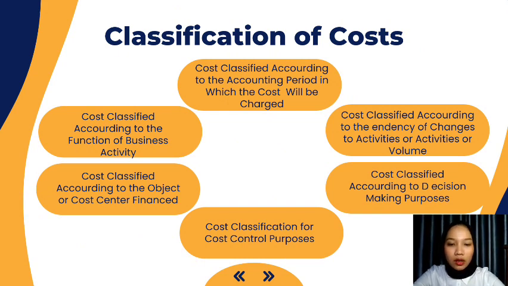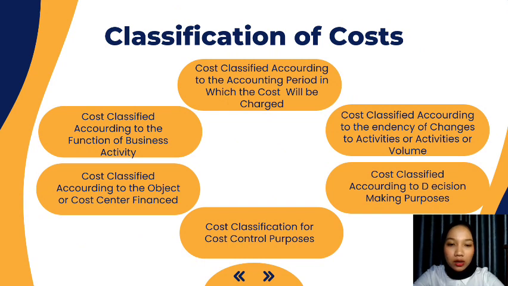Fourth, cost classified according to the object or cost center. The classification of cost according to the object or cost center is as follows. 1. Direct costs are costs whose benefit can be identified to a specific object or cost center. B. Indirect costs are costs whose benefit cannot be identified to a specific object or cost center. 5. Cost classification for cost control purposes. The classification of costs for cost control is as follows.